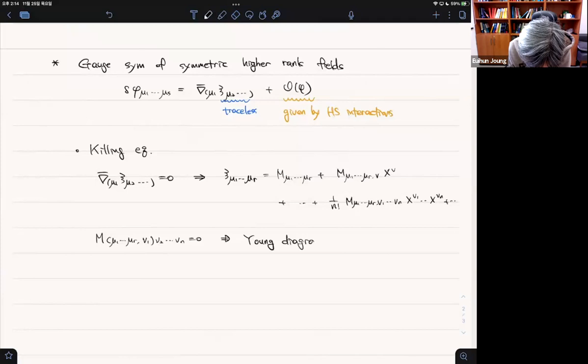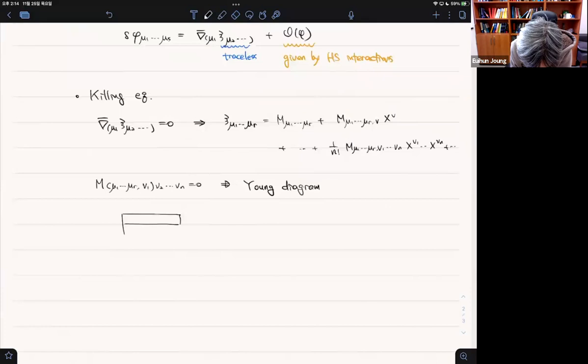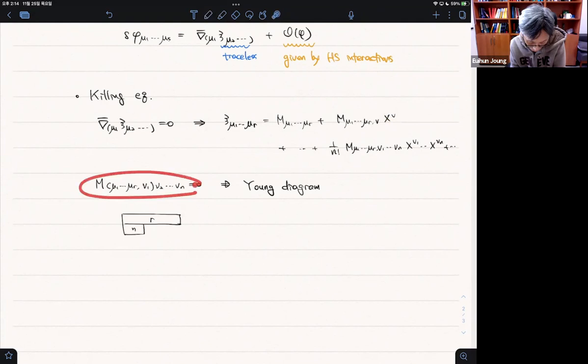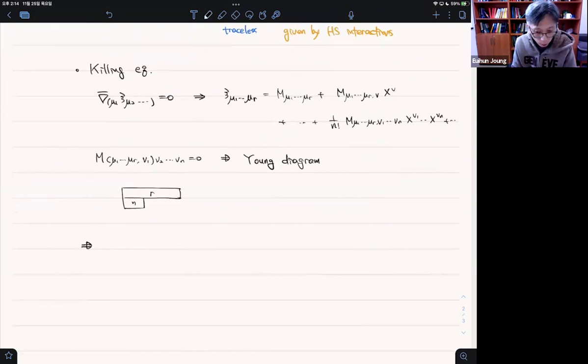The first row is given by r. And then each time we increase this x, we have an additional number of boxes here, n. And then this condition is that it should be precisely of this irreducible Young diagram, which is traceless now, because it is originally traceless. And then n cannot exceed r, otherwise this condition would trivialize the relevant tensor solutions. So in this way, we see that there is some sort of global symmetry associated with the massless spin s field.